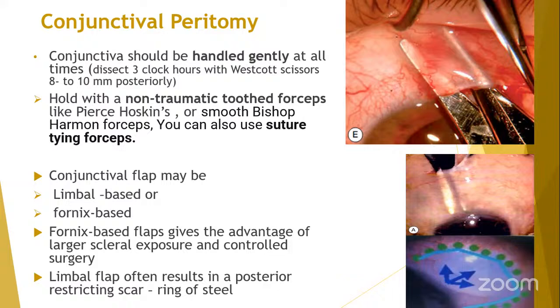So the flap can be limbus-based or fornix-based. Most of the time we do fornix-based, especially nowadays when the goal is to create a more posterior bleb. This problem of posterior restricting scar when you do a limbus-based flap. So fornix-based flap is the gold standard, and it gives you the advantage of larger scleral exposure, control of surgery.